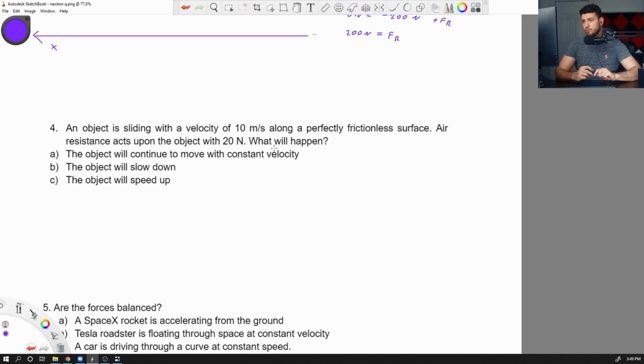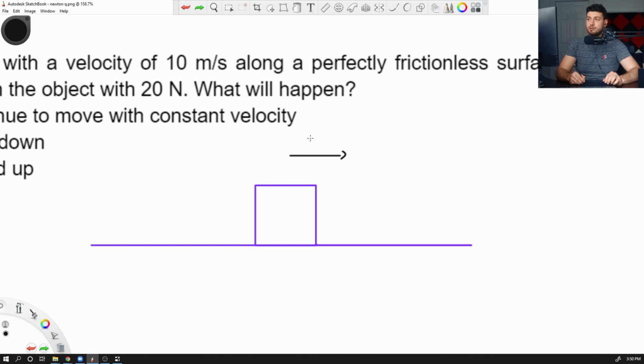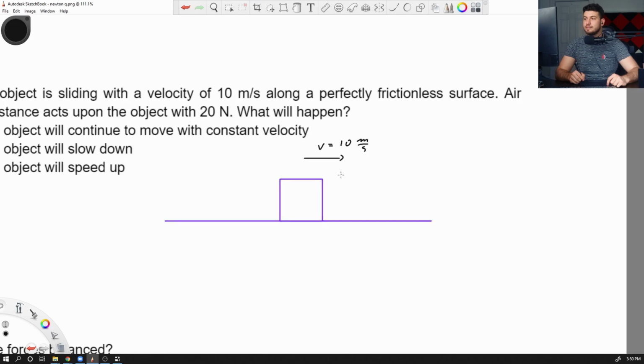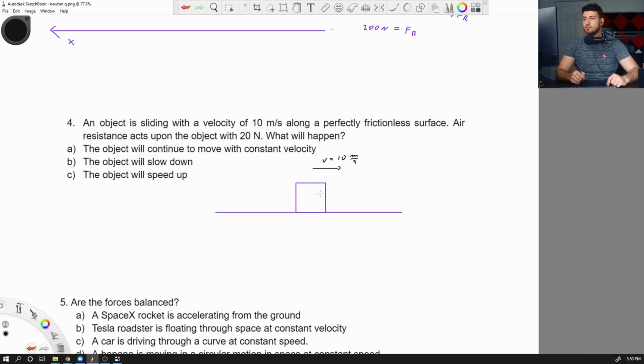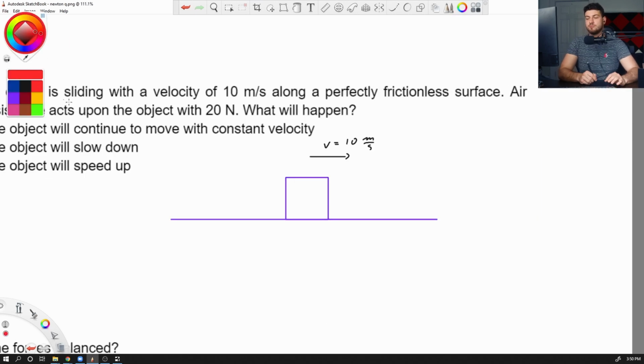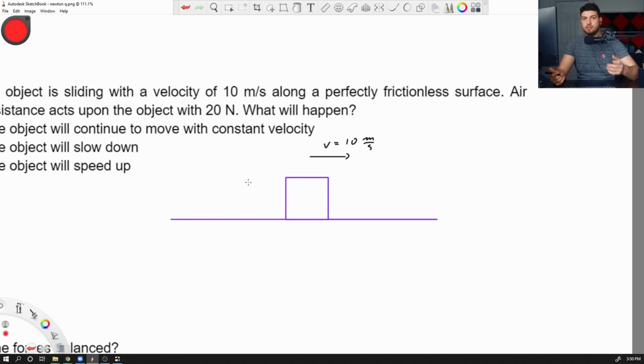Question 4. An object is sliding with a velocity of 10 meters per second along a perfectly frictionless surface. Air resistance acts upon the object with 20 newtons. What will happen? Let's make a drawing. So let's say our velocity of 10 meters per second is to the right. So we are basically moving to the right. Now, air resistance always acts against the movement, right? If you want to go to the right, air resistance will try to stop you and push you to the left.